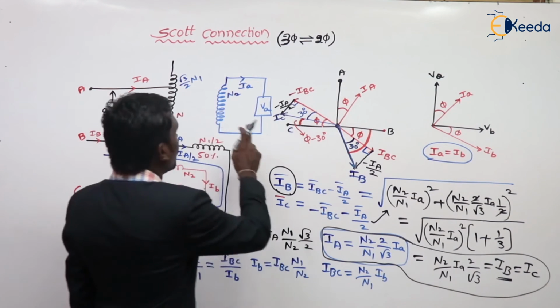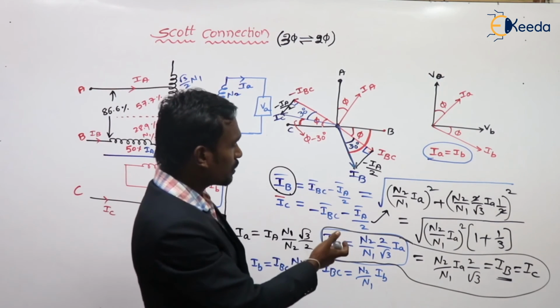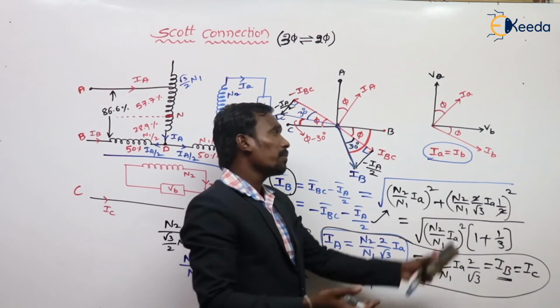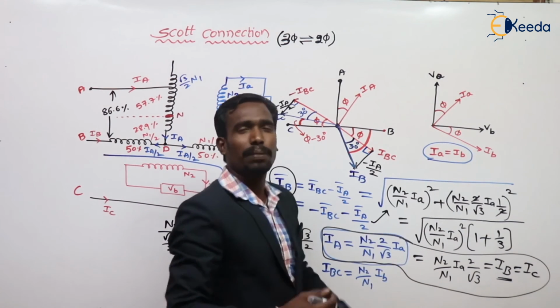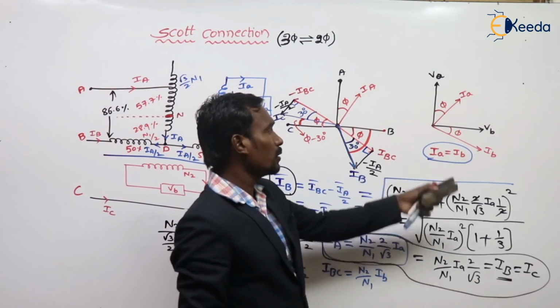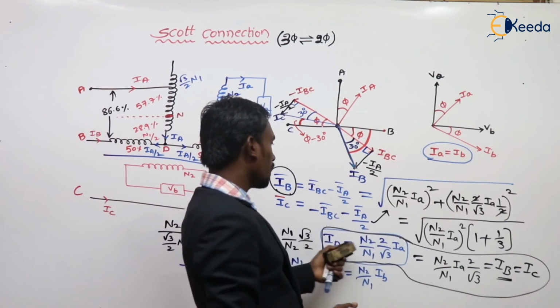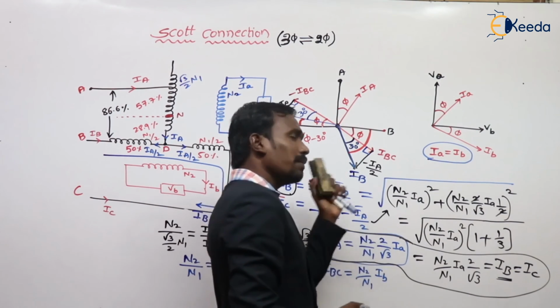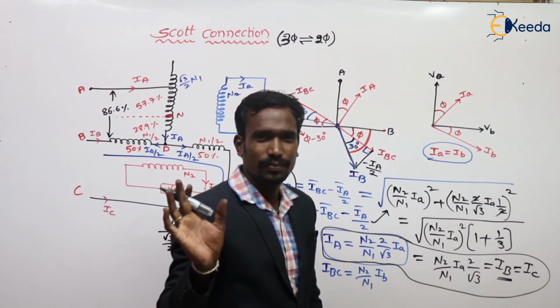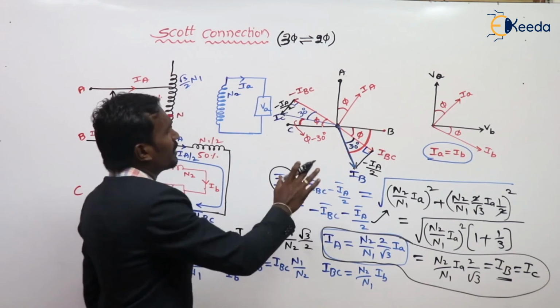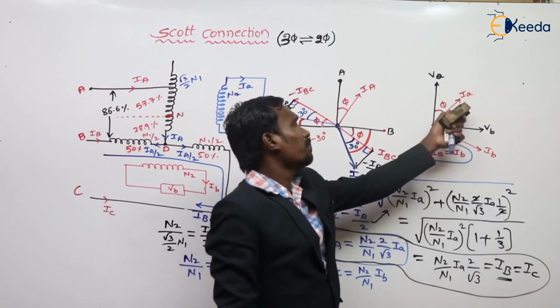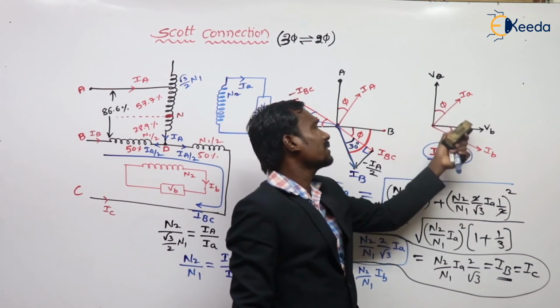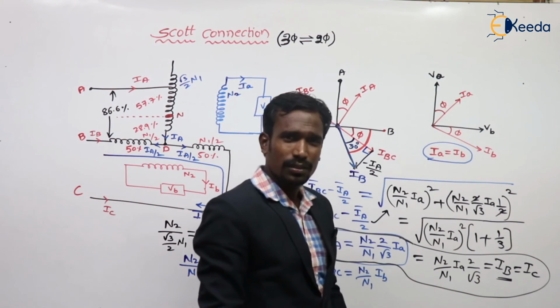This is the Scott connection, which gives us a balanced load and balanced supply. Balanced load, IA is equal to IB, and the supply IA, IB, IC, all are the same. This is the Scott connection vector diagram with balanced load and same lagging loads.